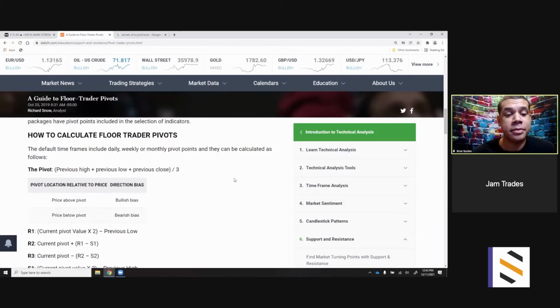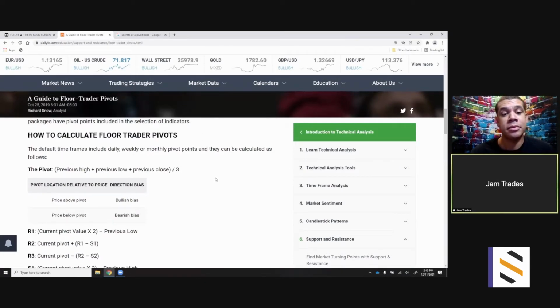So you don't need to know the formulas for how the pivots are calculated, but I'll just describe it briefly. You just take the high of the previous time period, the low of the previous time period, and the close of the previous time period, and you add them together and you divide by 3. That sets your pivot for the next.